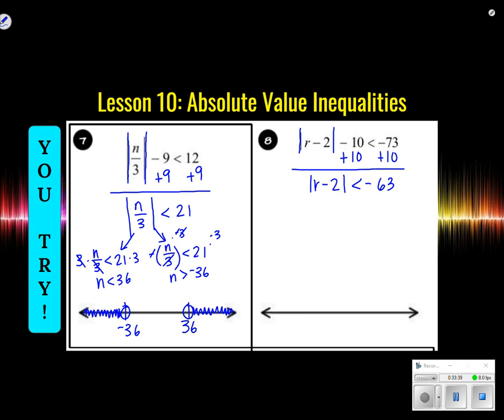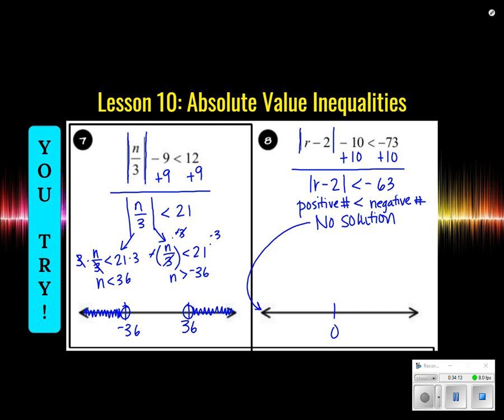So let's look at what this actually means. Remember, our absolute value is always going to be a positive number. When will a positive number be less than a negative number? Never, right? So this is no solution. Well, what does the graph of a no solution look like? Well, you've got to put something on the graph, right? But it's a blank line. So if you have to graph no solution, that's what it's going to look like.